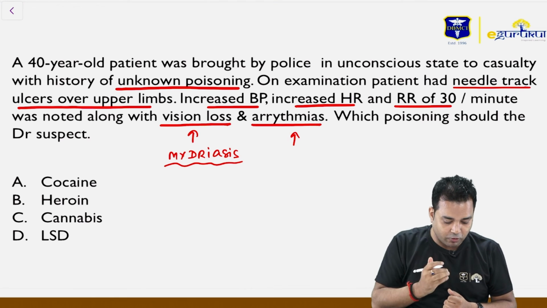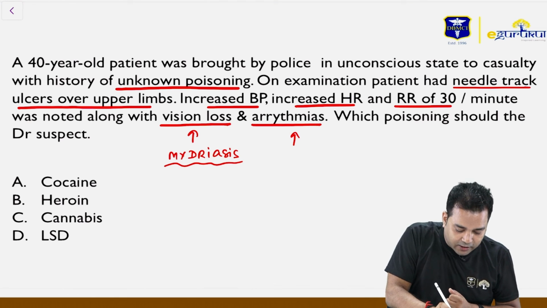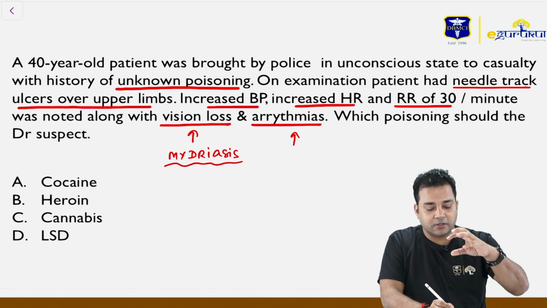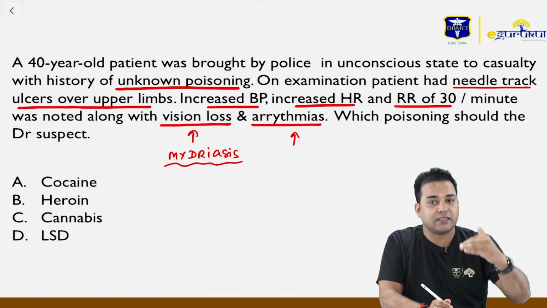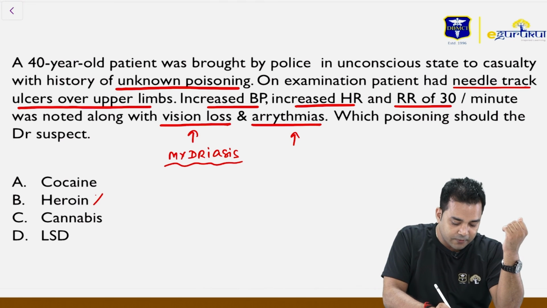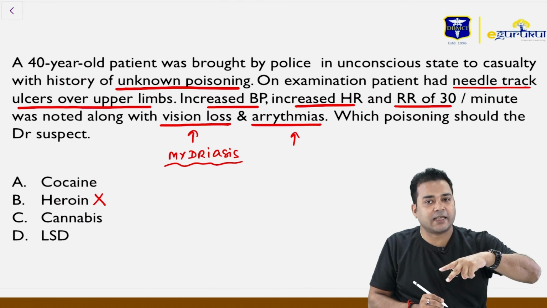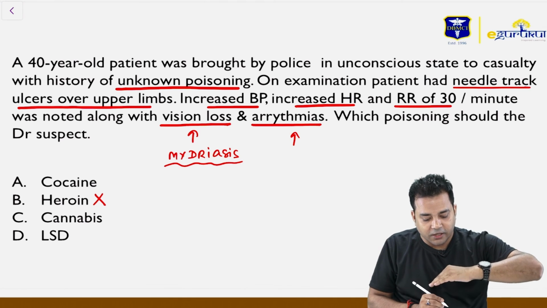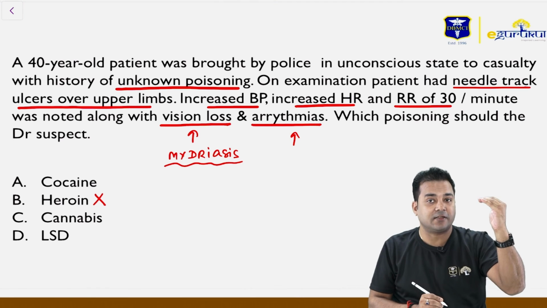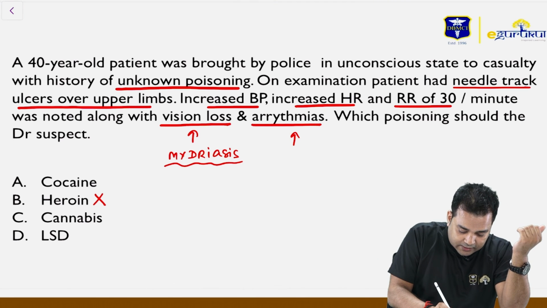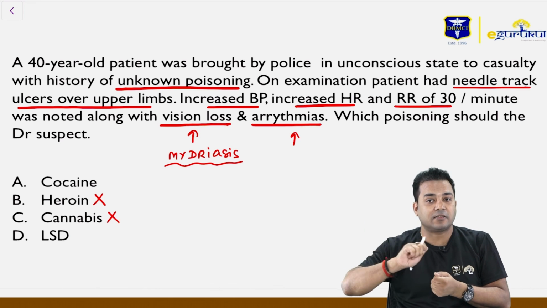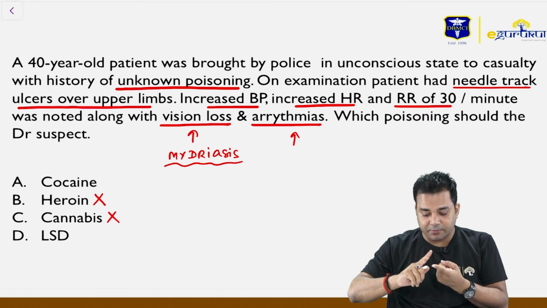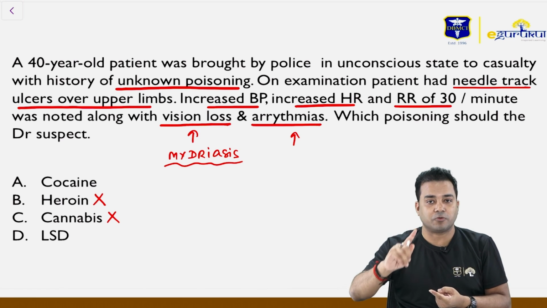Out of these 4 options, you can easily say heroin cannot be my answer. Why? Because it is diacetyl morphine, an opioid group of agent. Opioids will lead to decreased vital parameters. Cannabis can also be easily ruled out based on these features. Cannabis does not lead to increased blood pressure as such, nor needle track ulcers and IV drug use. Cannabis intoxication is mainly through the smoking route.